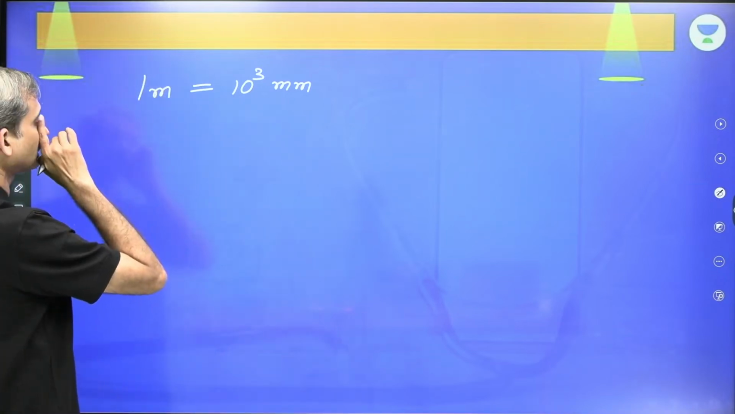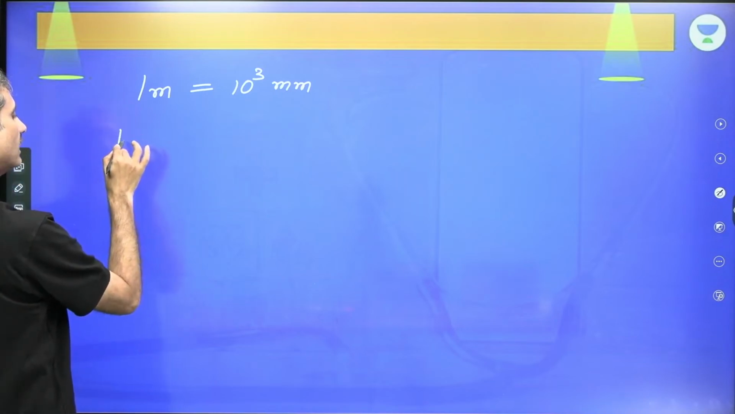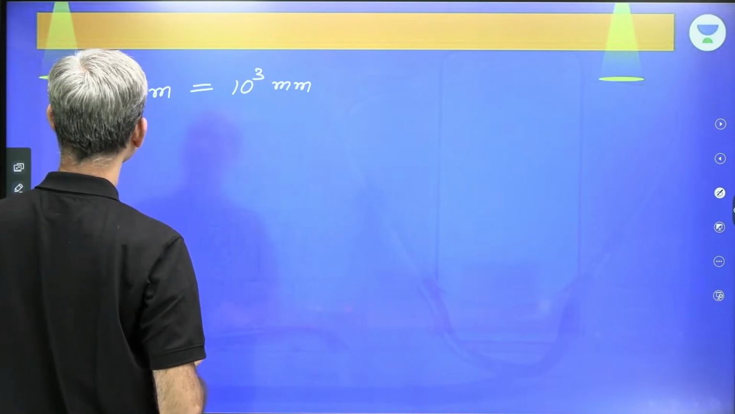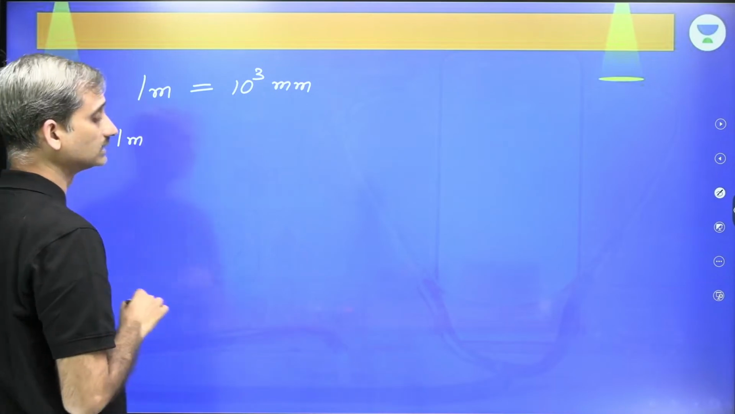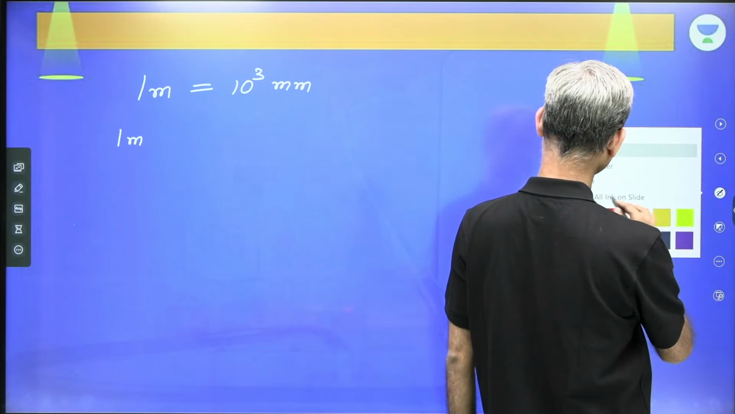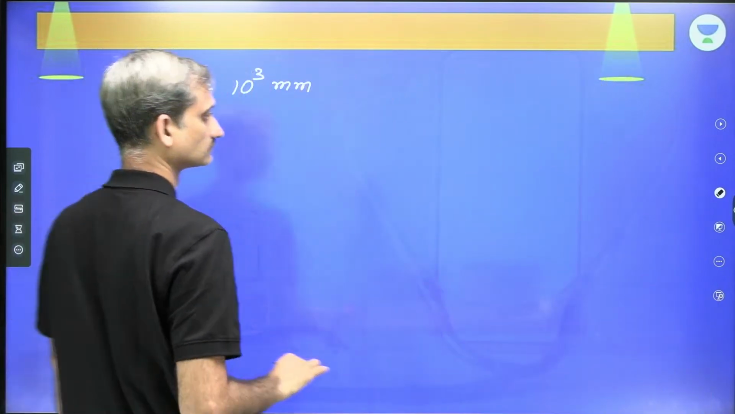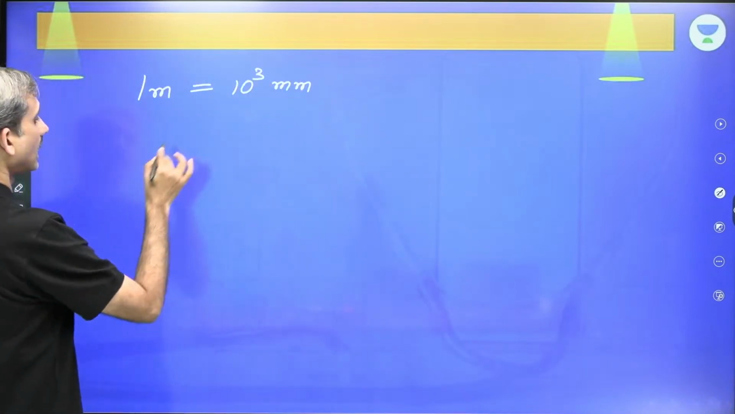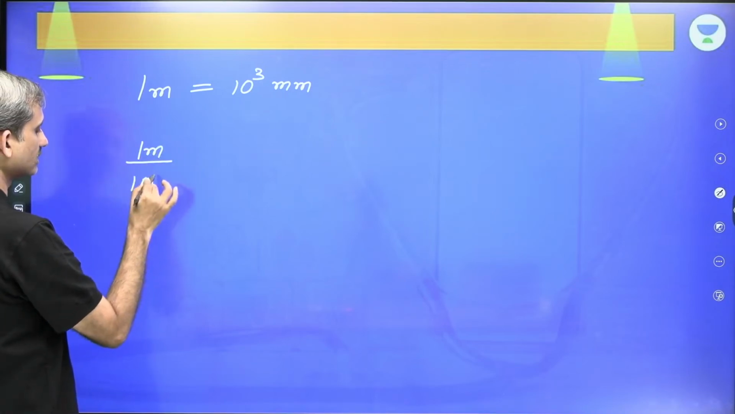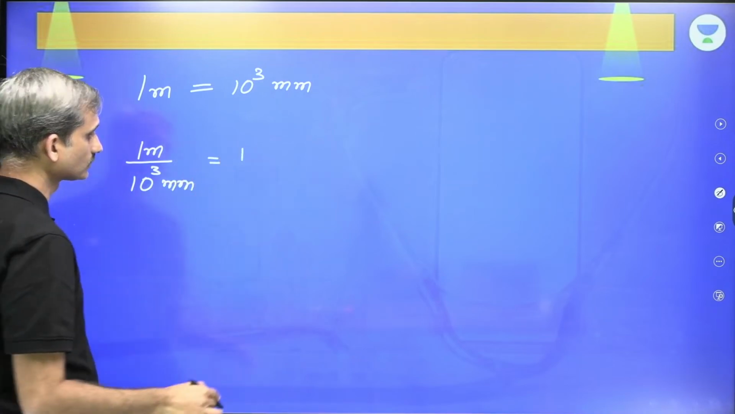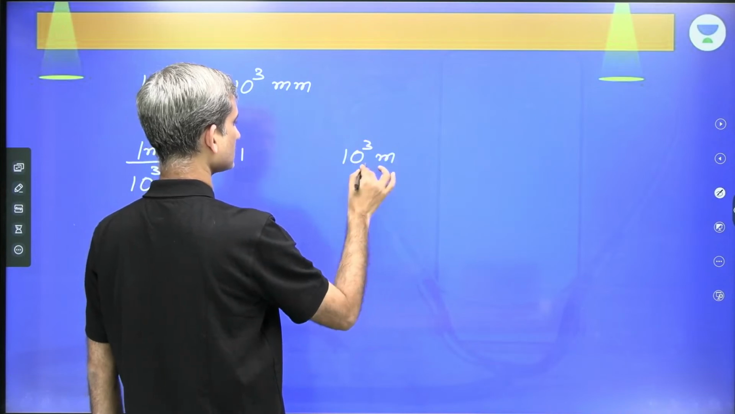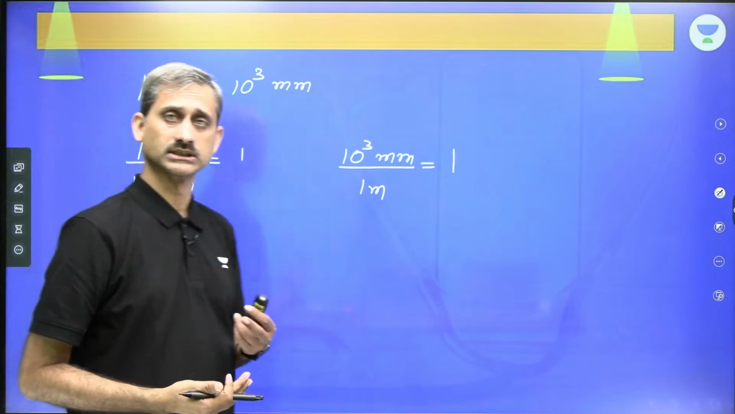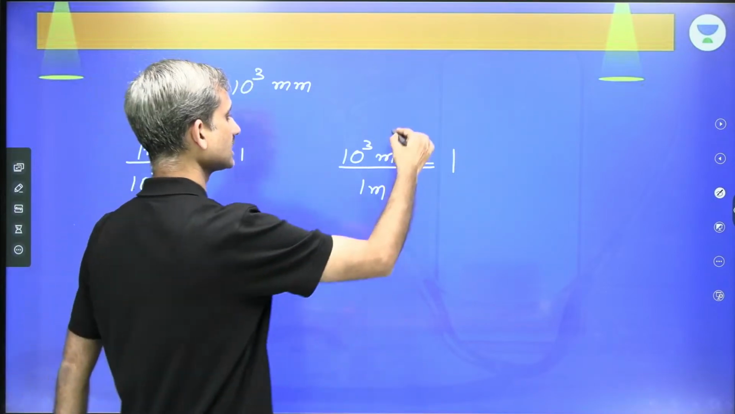Now, what I understand is, 1 millimeter, now to have the conversion factor, I would get 1 meter by 10 raised to power 3 millimeter is equal to 1, or I can get 10 raised to power 3 millimeter by 1 meter is equal to 1. Okay. If I want to convert the meter into millimeter, this is the conversion factor I need.